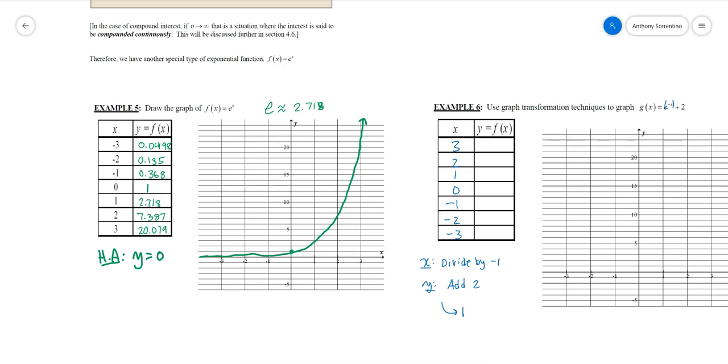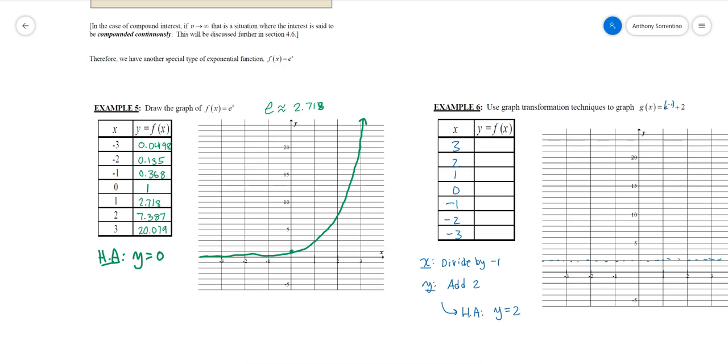Which also means that the horizontal asymptote is going to be added by 2 as well. So y equals 2 would be the horizontal asymptote, which is an important thing to know, because I want to know where it's starting to behave like the asymptote, so I can start assuming that's where it is. I certainly don't want the graph to go below there, so if I misplot anything, it may cause an issue.